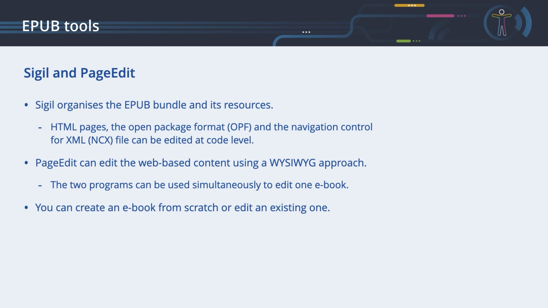The second part, PageEdit, can be downloaded from the same website. PageEdit can edit the web-based content using a WYSIWYG approach. The two programs can be used simultaneously to edit one ebook. You can create an ebook from scratch or edit an existing one.